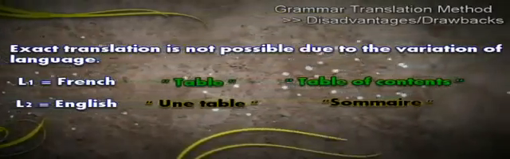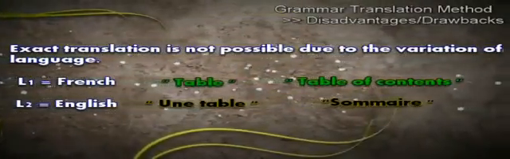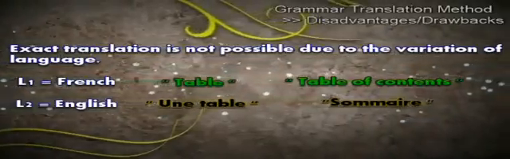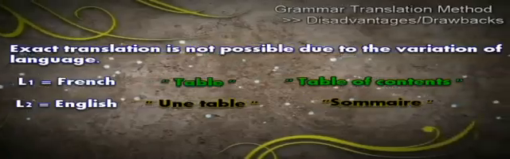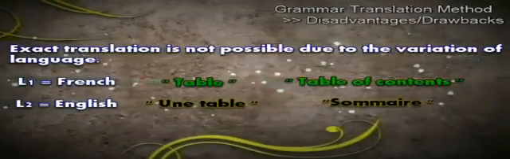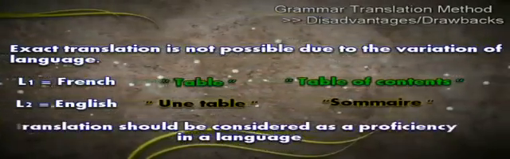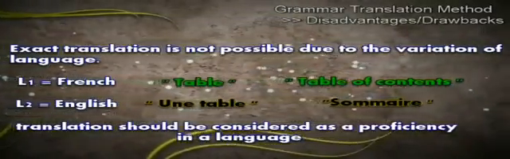But for the student, they can translate the word "table" correctly, but not "table of contents", because the exact translation is not possible. So we have a variation. We can translate like "table, la table de contenu", something like that. So the exact translation is not possible. And that's why translation should not be considered as a proficiency in a language.